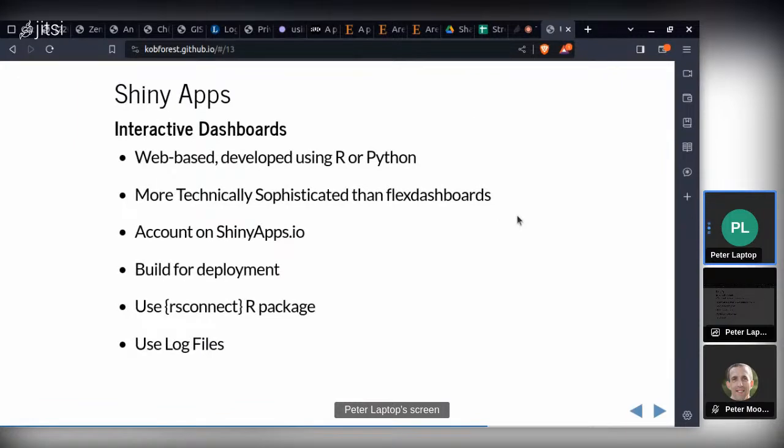Now, I just talked about flex dashboards. They're very simple in construction. What I showed you at the start was actually a Shiny app, which has much more technical sophistication behind it, okay? So it's a web-based dashboard, and it can be developed using R and Python. It's more technically sophisticated because it allows the user to specify arguments and inputs that allow a greater degree of control, demonstrating various contingencies and scenarios.